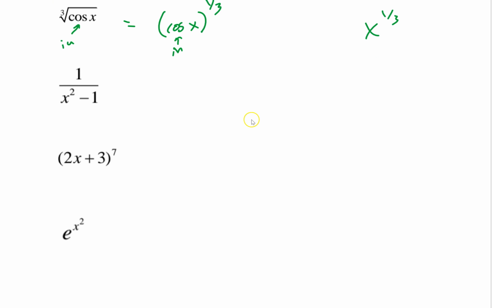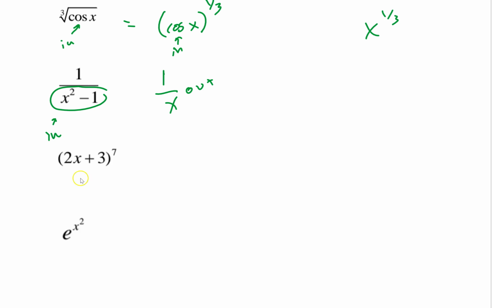This one's tricky. The inside is this. If you take that away, what's left over? 1 over x, right? You're plugging x squared minus 1 into this function. So this is your outside function. So your inside function is x squared minus 1. What are you plugging that into? You're plugging that into a function that's 1 over x.